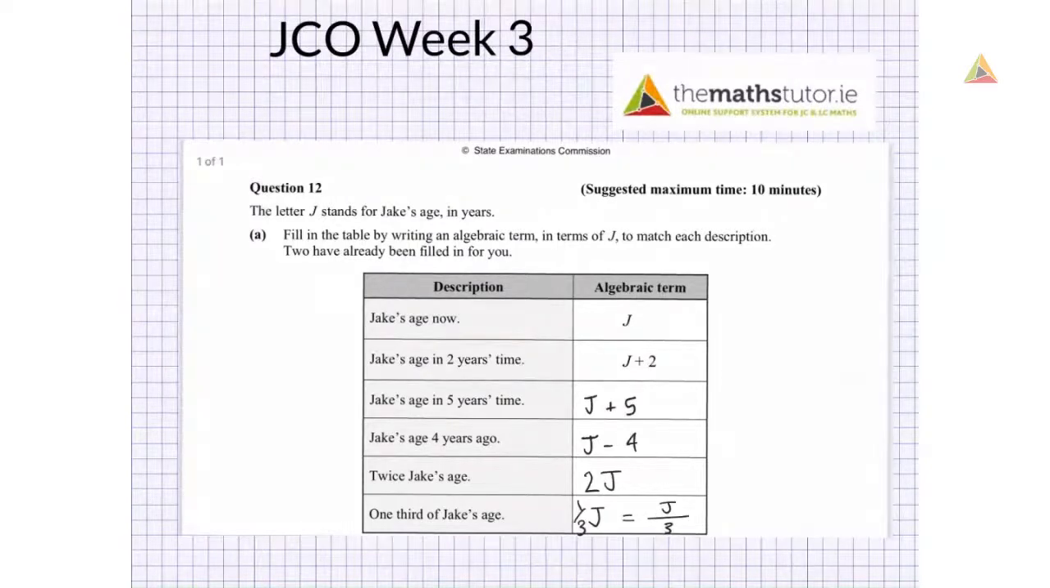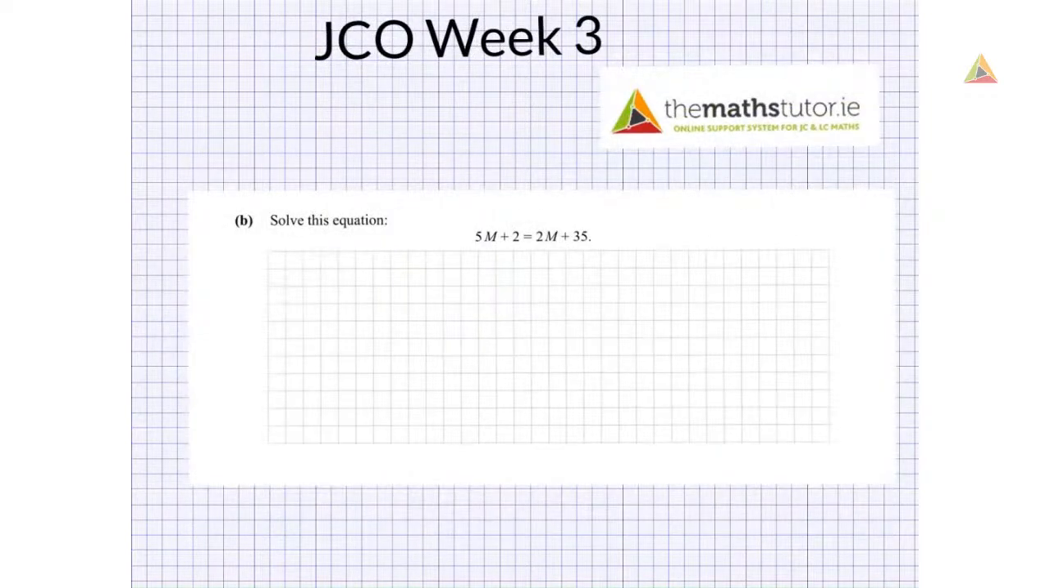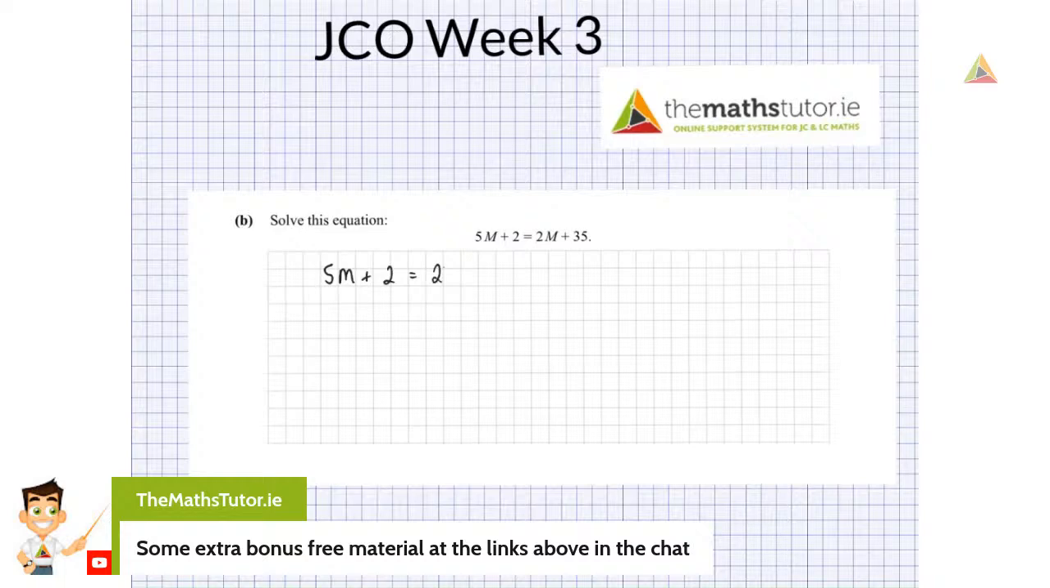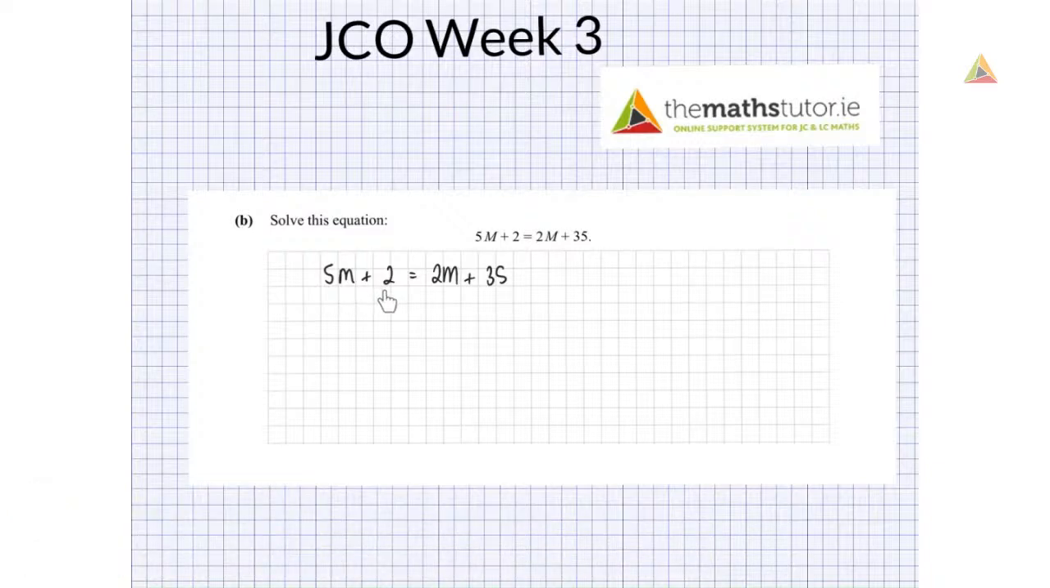So that's pretty straightforward. I'm going to do the second part of that question on the next slide. Okay, so you're asked to solve the equation: 5m plus 2 is equal to 2m plus 35. Remember, we're going to try and get the variable on one side, numbers on the other. So the m I'm going to keep over here.